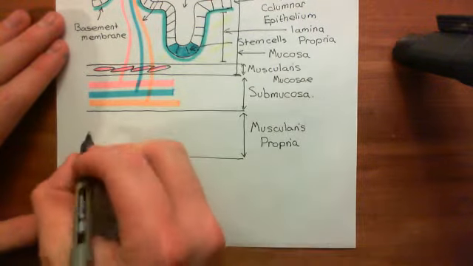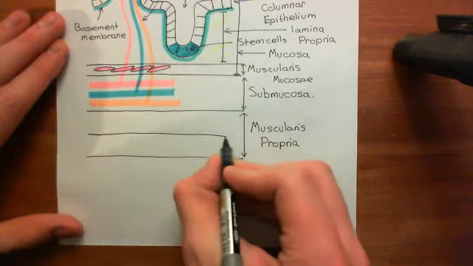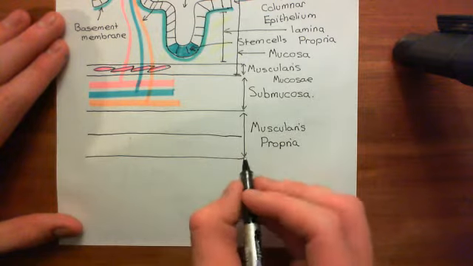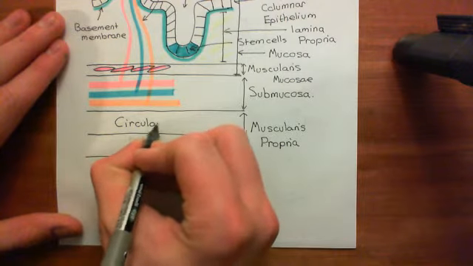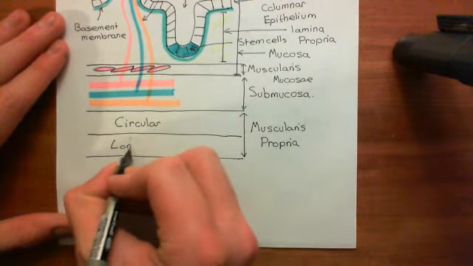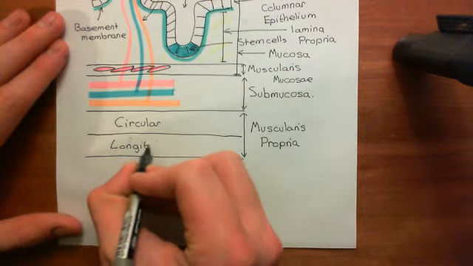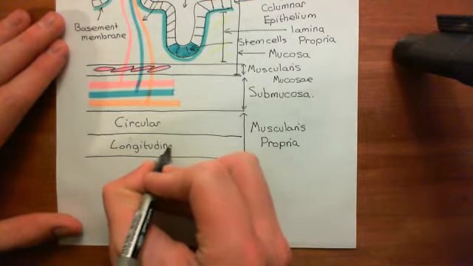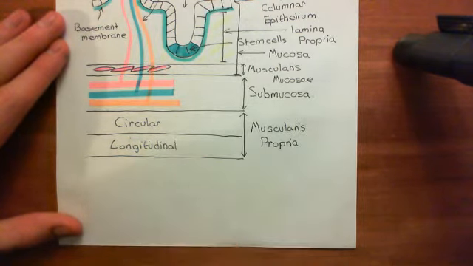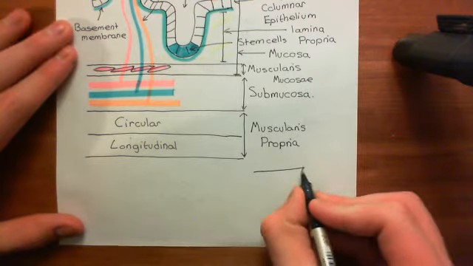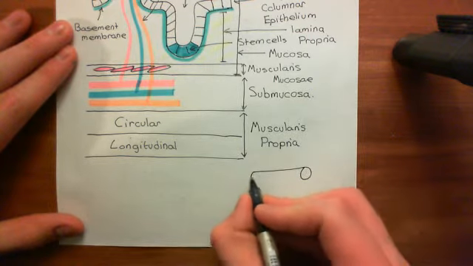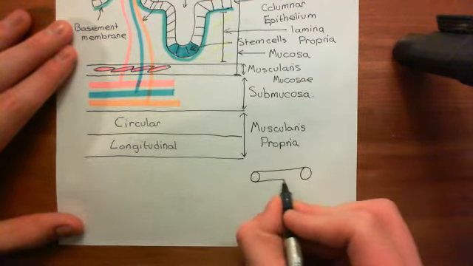So basically, muscularis propria can be split into two separate layers. It can be split into a circular layer and then also a longitudinal layer. And what is the difference between these two layers? Well, basically it's the orientation of the smooth muscle fibers which are in these two layers. Basically, if we draw a little picture of the intestine like so. So here's our small intestine here.